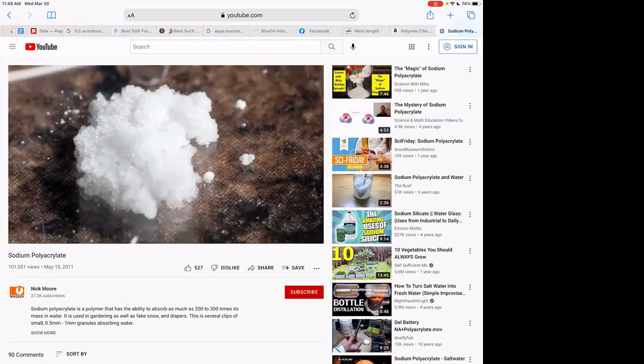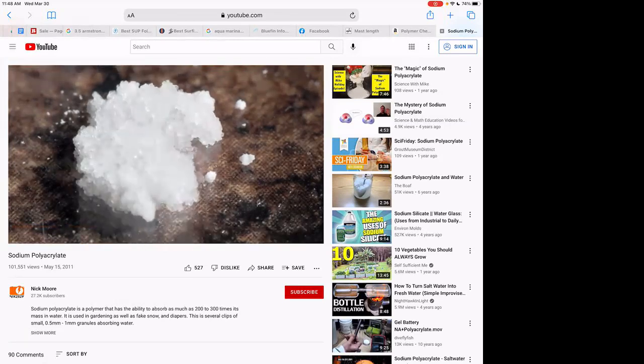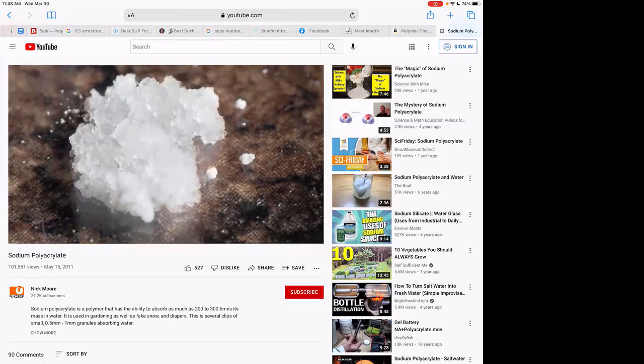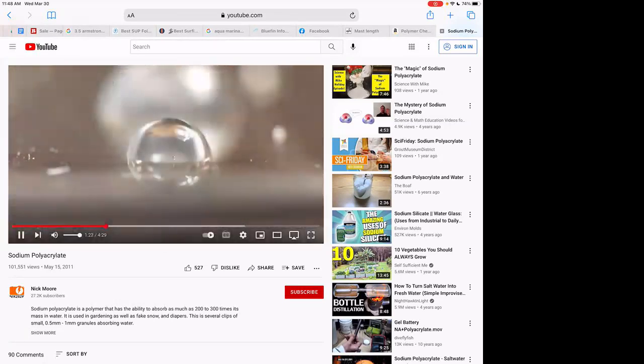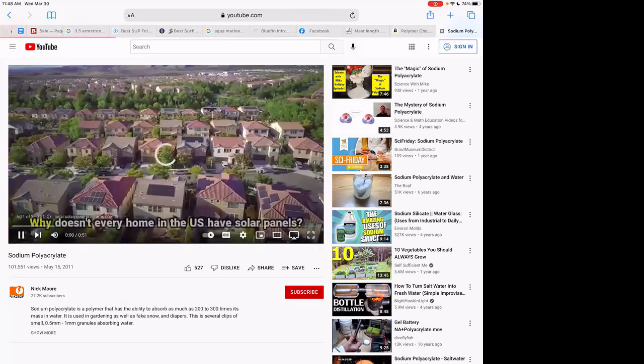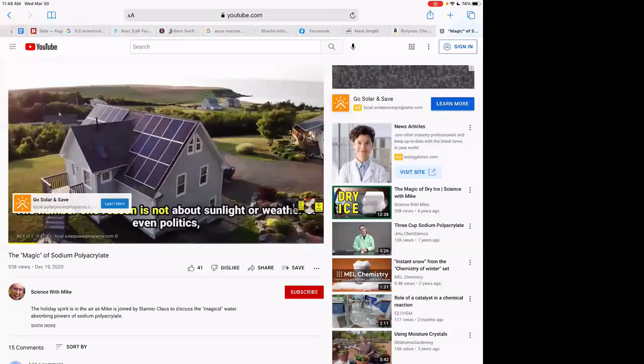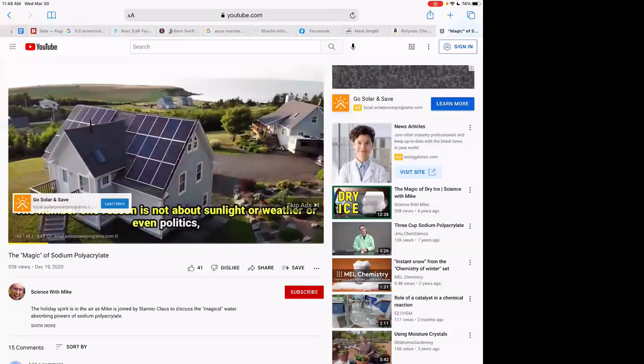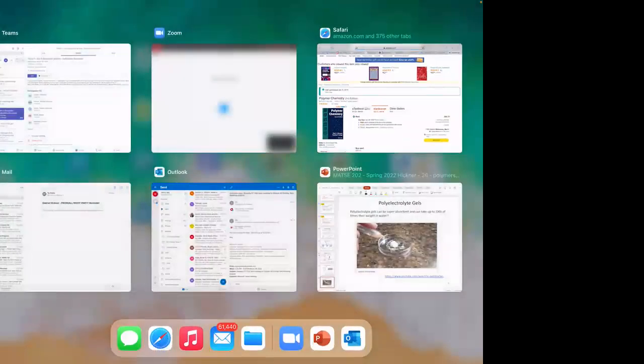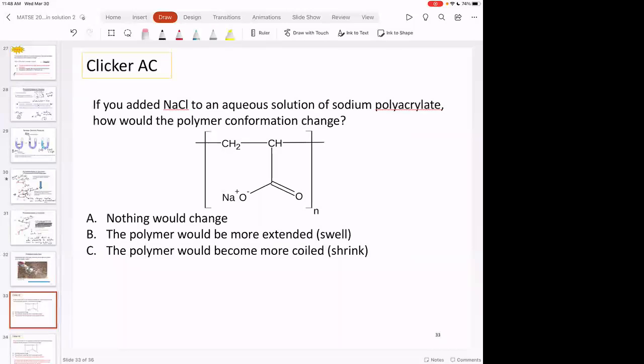All right, and I think that is it. Great, okay, very exciting. And why doesn't every home in the US have solar panels? The number one reason is weather, or even politics. There we go. Okay, so clicker question.